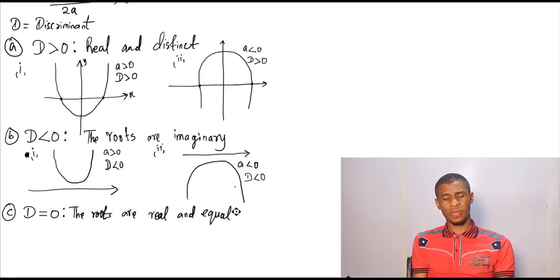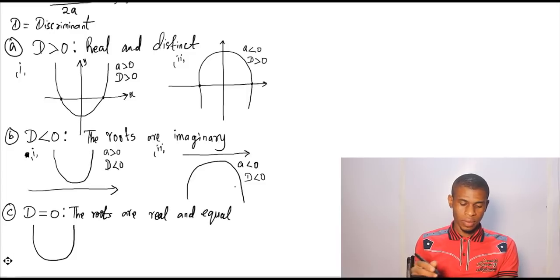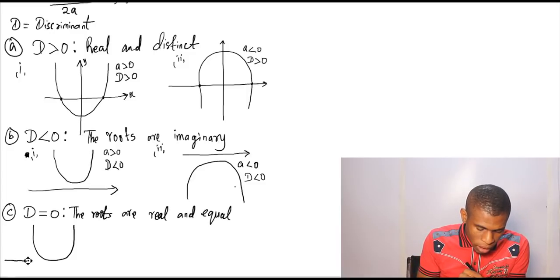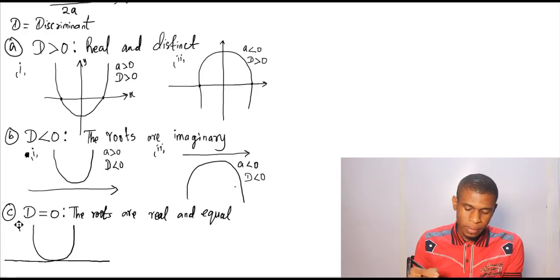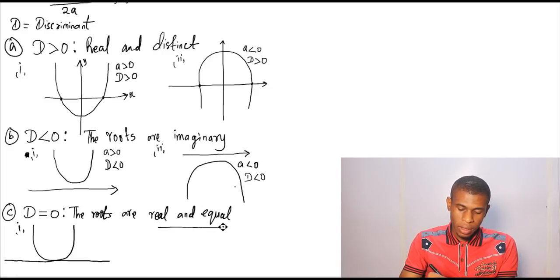What happened to the graph? Look at this one. Look at the graph closely. This is I. We have another one.